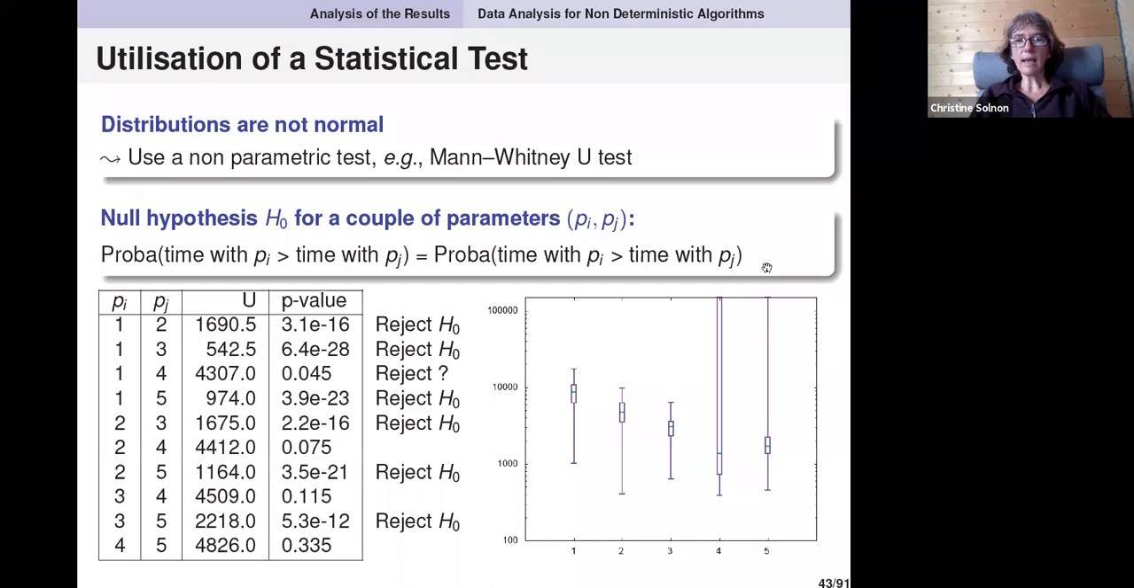Yes, that's it. I don't understand your question because that's the null. My null hypothesis is that these two probabilities are equal. So for the case of parameters 2 and 4, for example, this null hypothesis is accepted. And usually we conclude that there is no significant difference. And maybe this is not the right conclusion. Maybe it would be more interesting to compare something else.